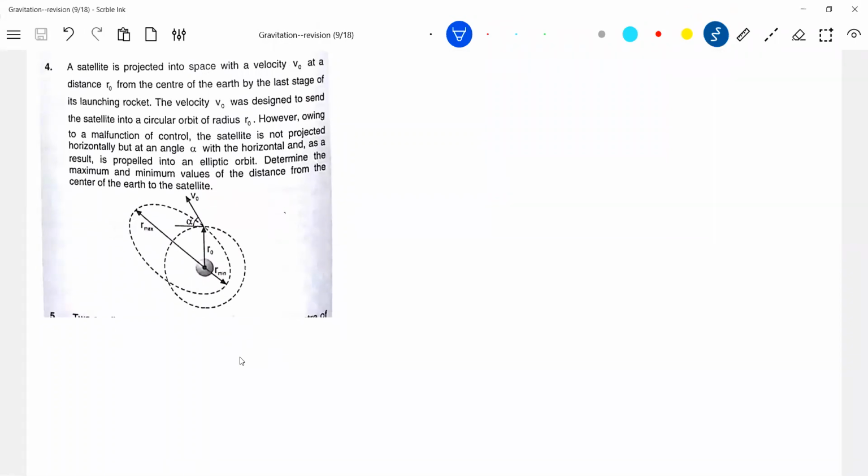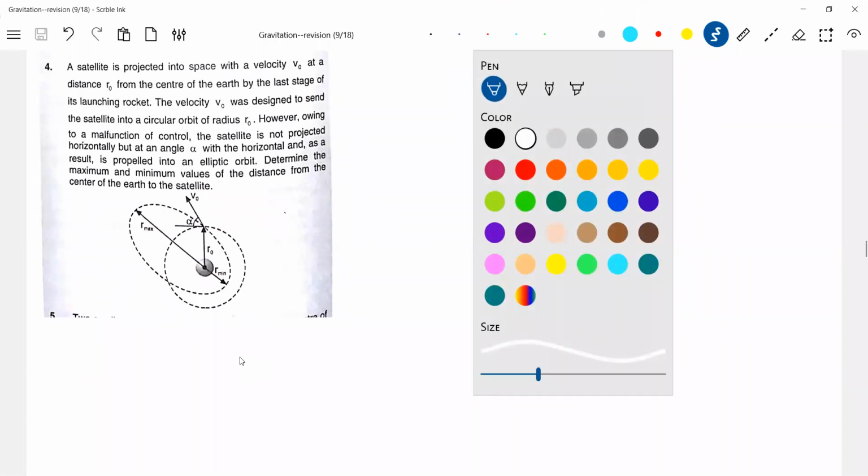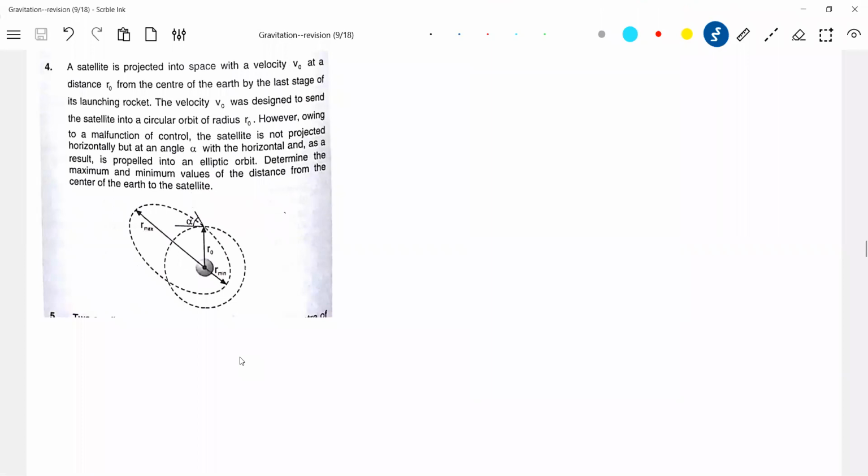Read the question. I think this V naught, I'll slightly adjust it, if not given properly. It should be like this. Read the question, getting into this one.